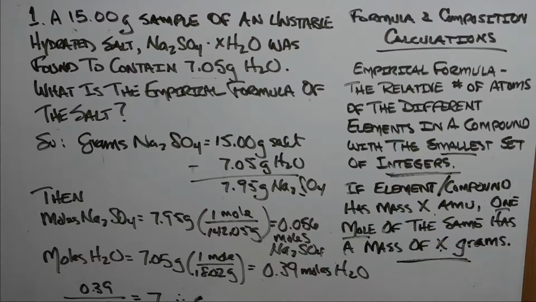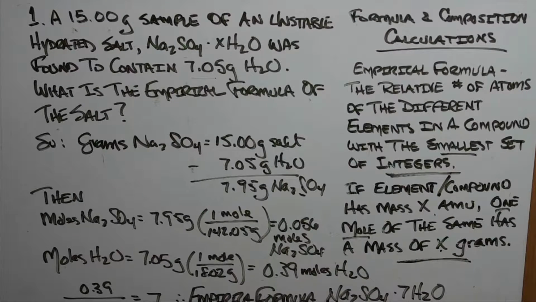Similarly, divide the 0.56 into 0.39. We come up with 7, and that gives us the empirical formula of the hydrated salt as Na2SO4·7H2O. And that's the first problem.